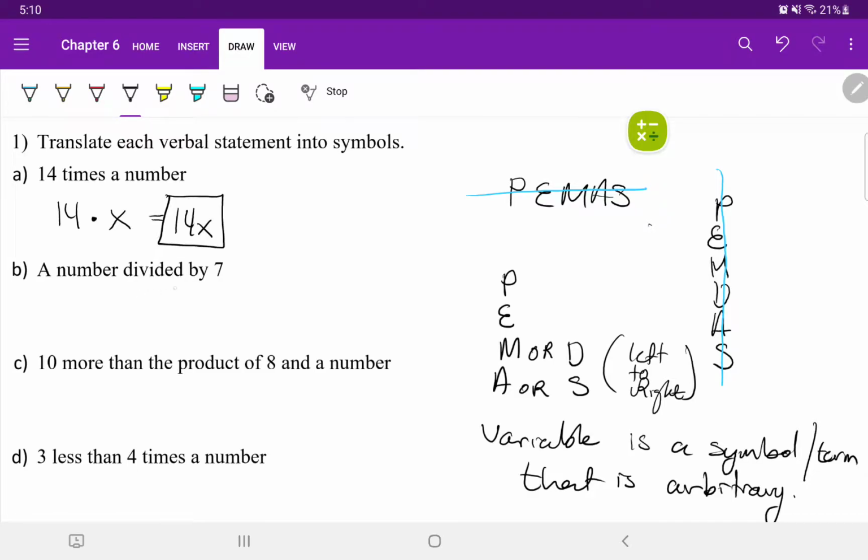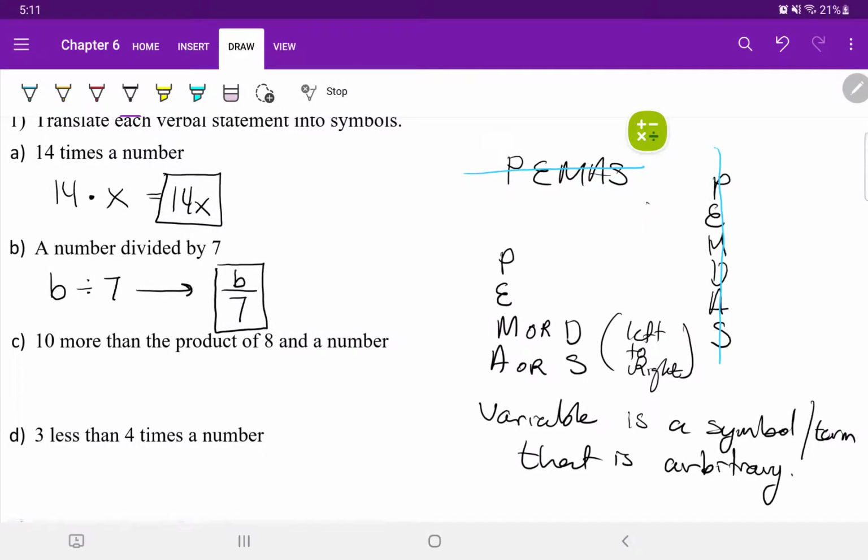The next one says a number divided by 7. I'm going to use a different variable. I'm going to use the variable b. So a number, which is b, divided by 7. And I can write that in the more preferred form as a fraction, b over 7. A fraction represents division.